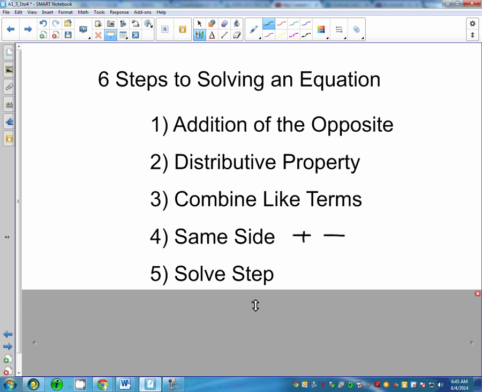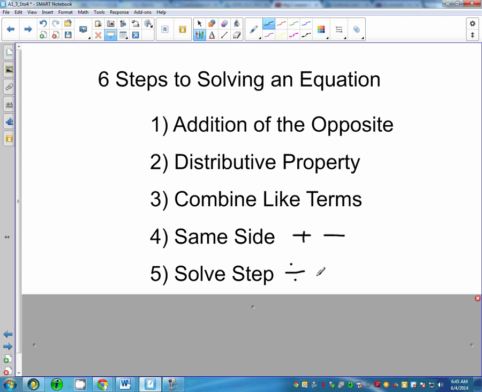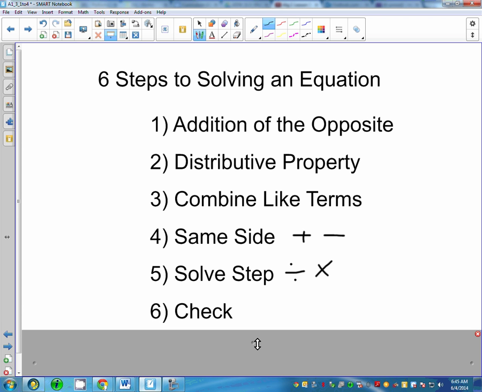The fifth step is our solve step. Here, we use division or multiplication to remove any coefficients in front of the variable and get the variable by itself. And finally, the sixth step is our check step, where we take our solution, substitute it back in to check to see if the equation is true.